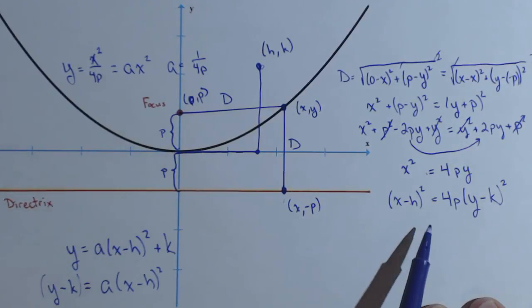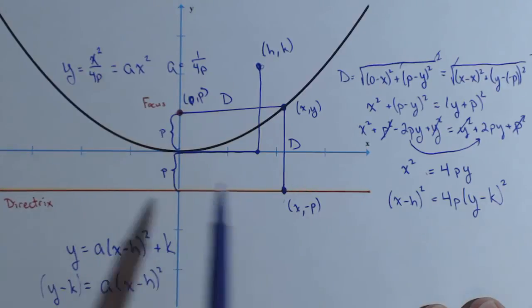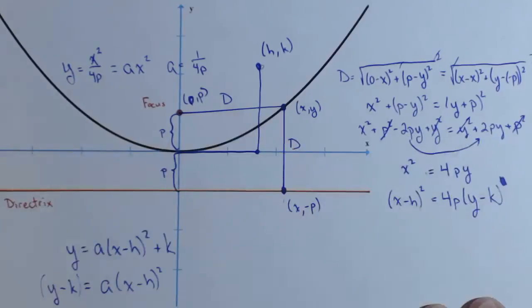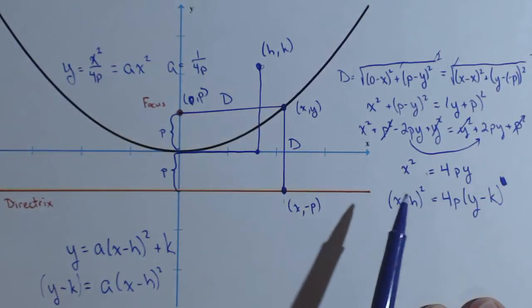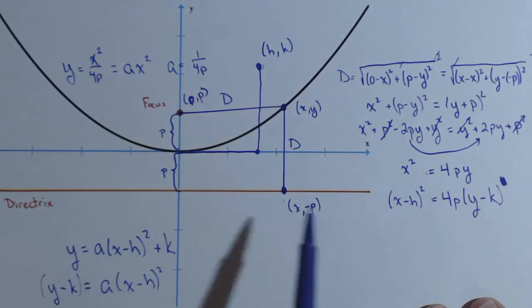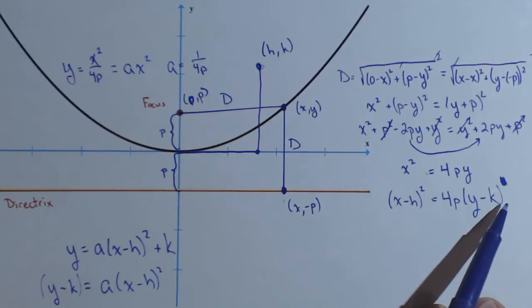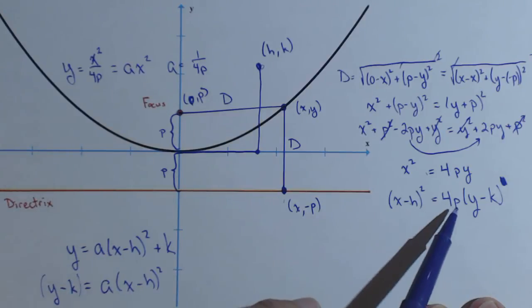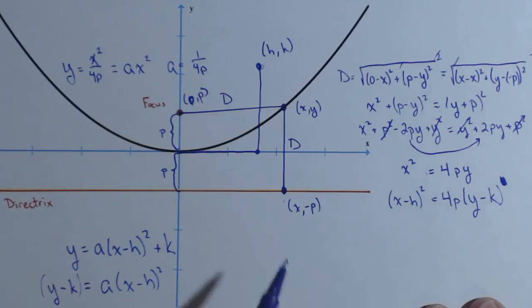Now this can be shifted up and down. We can have one that opens right and left by, I didn't mean to put a square there. That's my fault. We can shift this. This could be opening right or left if the y minus k is squared instead of the x minus h. We could also have this one coming down if the p is a negative. So a lot of things we can do here to get our different parabolas.